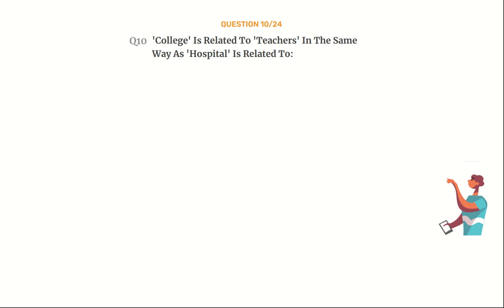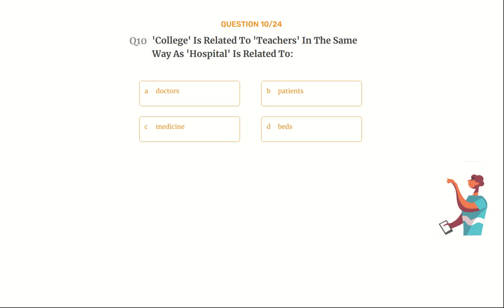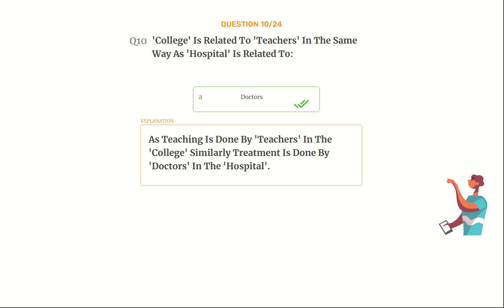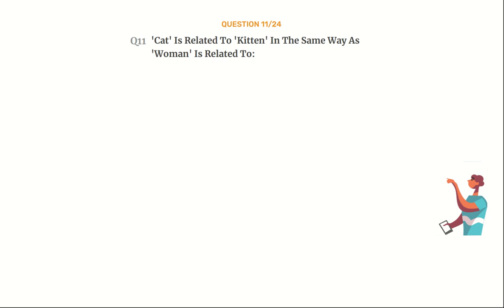Question number 10. College is related to teachers in the same way as hospital is related to? Option A. Doctors. Option B. Patients. Option C. Medicine. Option D. Beds. The correct answer is Option A. Doctors. As teaching is done by teachers in the college, similarly treatment is done by doctors in the hospital.